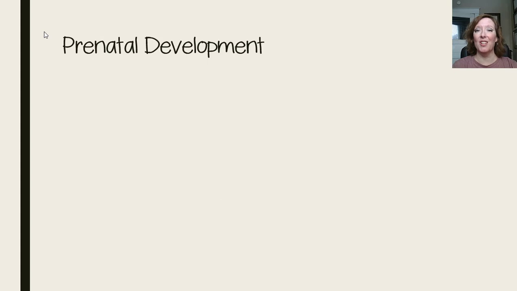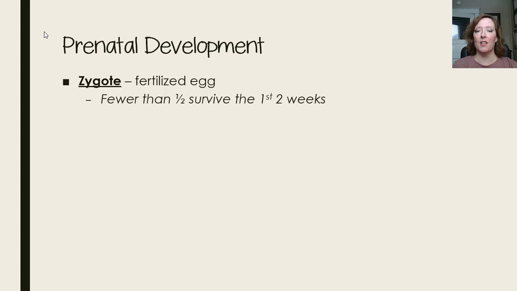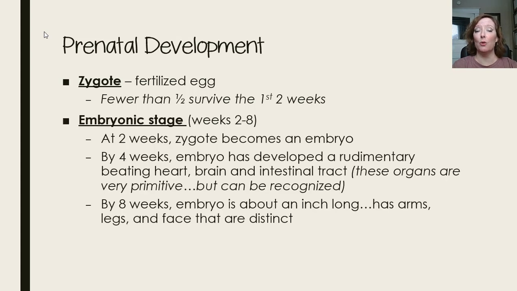So let's talk about the sequence of prenatal development. The first stage is called the zygote. This is a fertilized egg. Fewer than half survive the first 2 weeks. Weeks 2 through 8 make up the embryonic stage. At 2 weeks, the zygote becomes an embryo. By 4 weeks, the embryo has developed a rudimentary beating heart. It's very basic, but it gets the job done. It's also developed a very basic brain and intestinal tract. These organs are very primitive, but they can be recognized. And by 8 weeks, the embryo is about an inch long. It has arms, legs, and a face that are distinct.